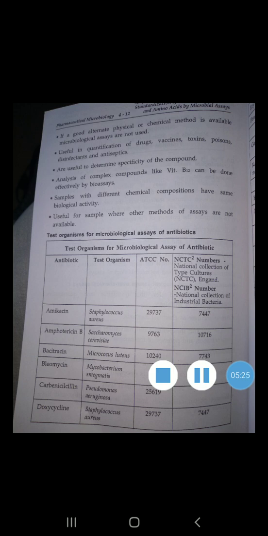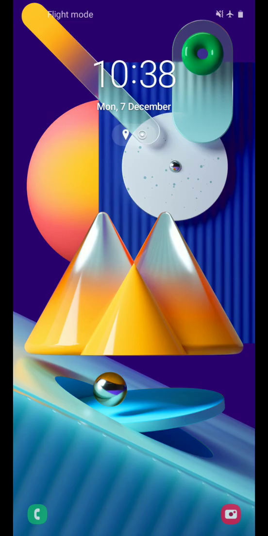Then for gentamicin, Staphylococcus epidermidis. Then for kanamycin sulfate, Bacillus pumilus. Then for kanamycin B, Bacillus subtilis. Then for the assay of neomycin, Staphylococcus epidermidis. Then for the assay of novobiocin, Staphylococcus epidermidis is used as the test organism.